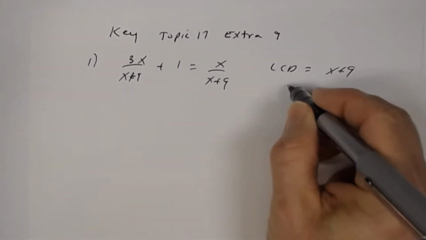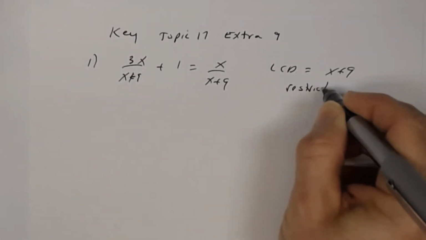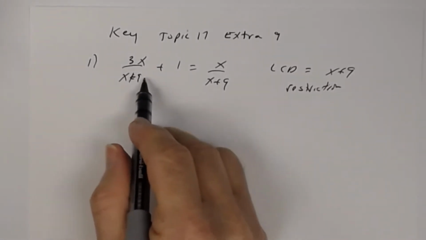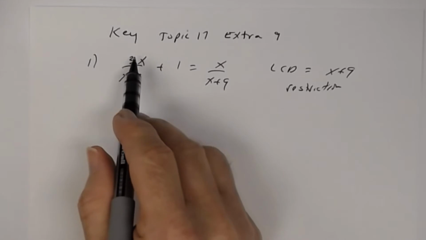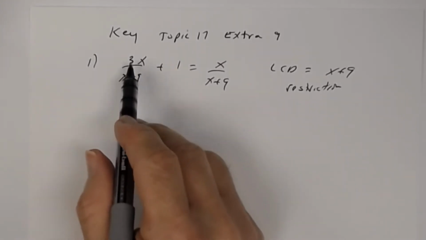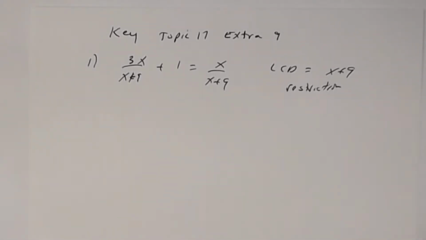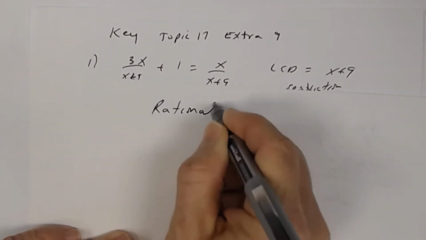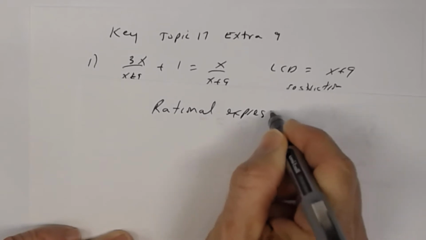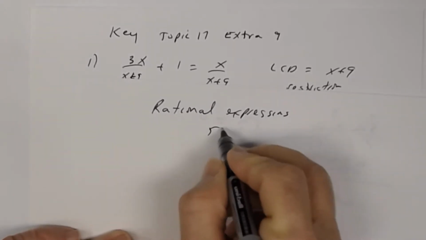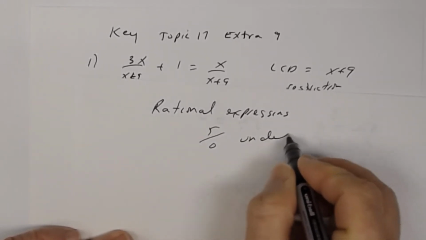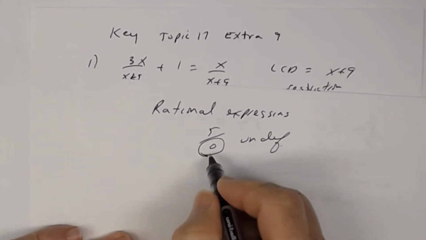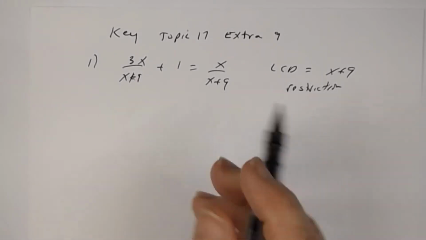Before we go on, though, we've got to look for the restrictions. Let's determine the restriction. The question is, what makes this denominator 0? Remember, whenever you have a rational expression, you cannot divide by 0. That makes it undefined. So you have to ask yourself, what's going to make this denominator 0?